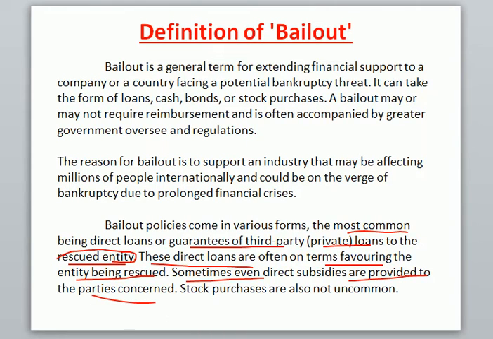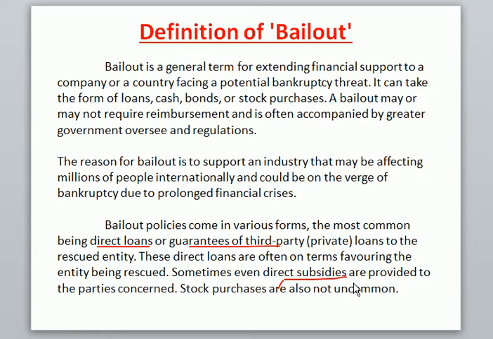For UPSC aspirants, you should know that a bailout not only includes direct loans, that is, reasonable interest loans given directly to the companies, or guarantees by third parties, but such companies can also be given direct subsidies, in the form of, say, don't pay the excise duty for 5 years. So you don't have to pay this tax or that tax. Those are called direct subsidies, or tax exemptions. Such companies are also given some benefit through subsidies. Okay, stock purchases are also not uncommon. So remember this point also.